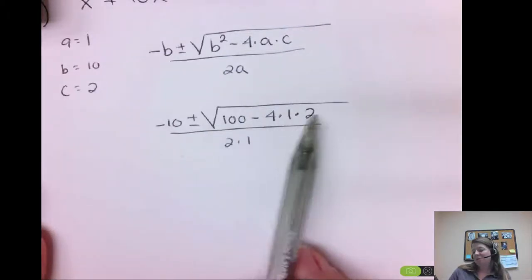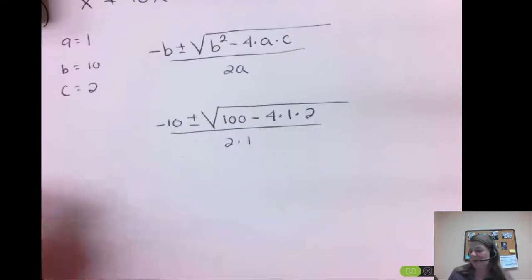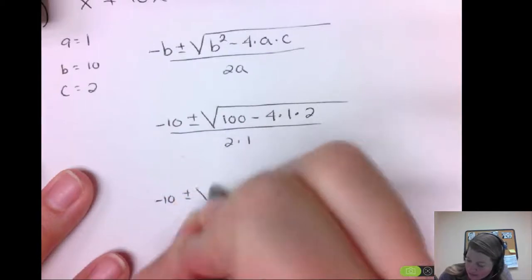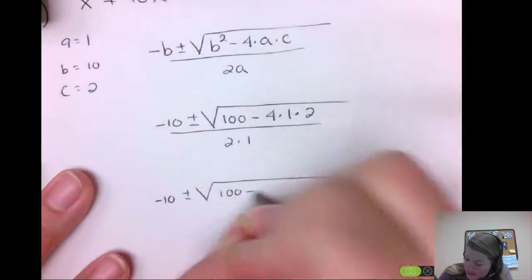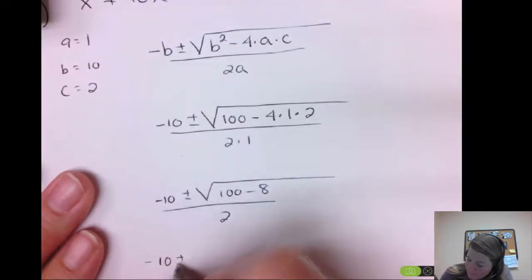The problem is if this would have been a negative 2, you have a double negative that becomes a plus, and it's just an area where for some reason people mess up on their simple math and their simplification. So then we're going to have 100 minus our 8 over 2, which is going to reduce to our square root of 92 over 2.